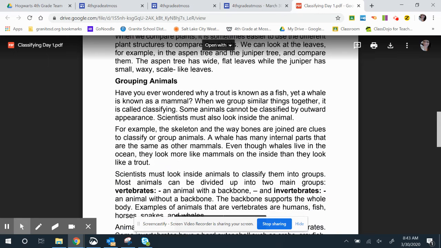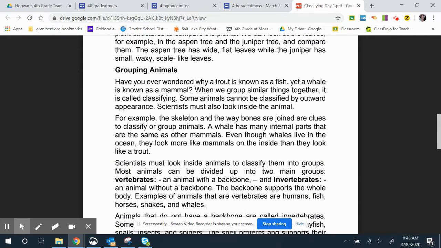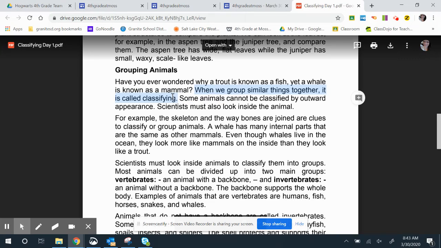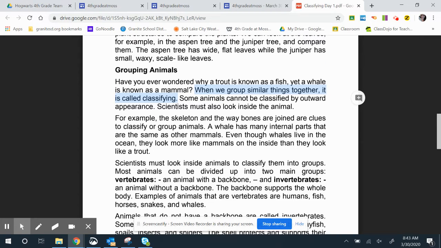Grouping animals. Have you ever wondered why a trout is known as a fish, yet a whale is known as a mammal? When we group similar things together, it is called classifying. I like that. When we group similar things together, it's called classifying.